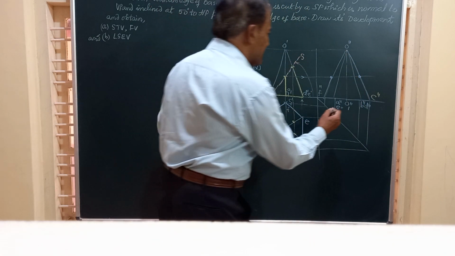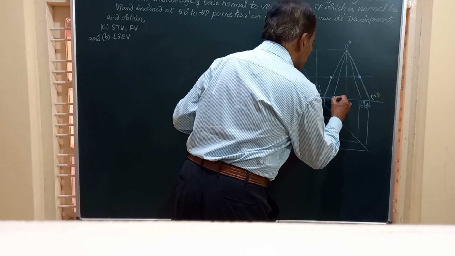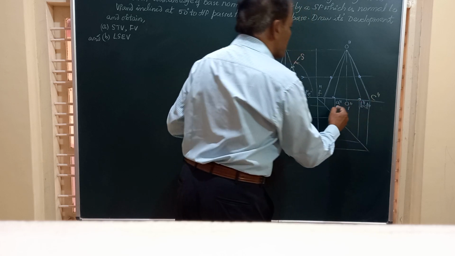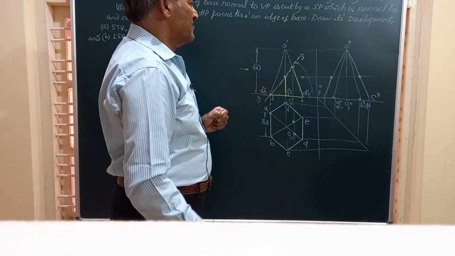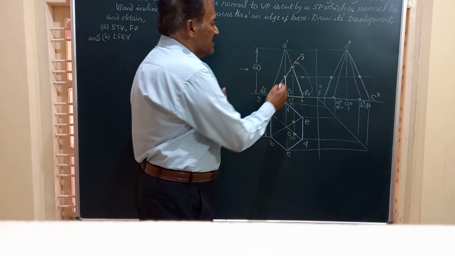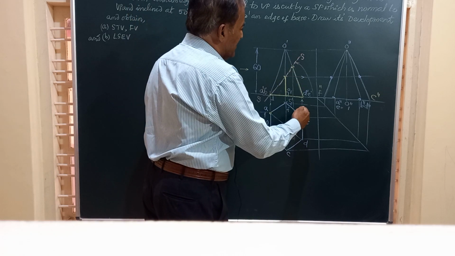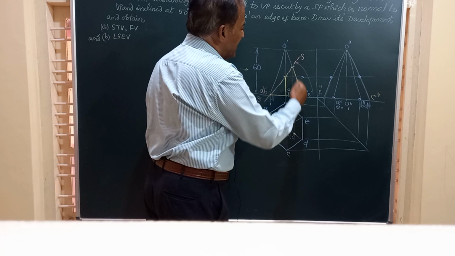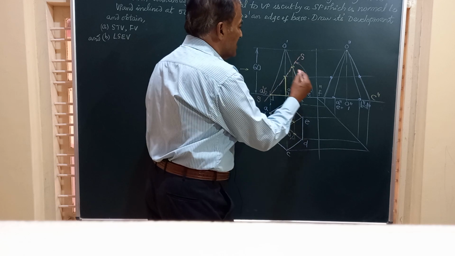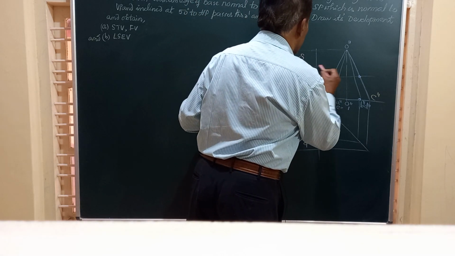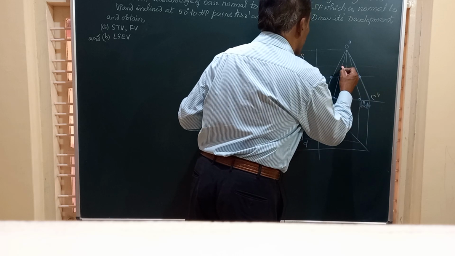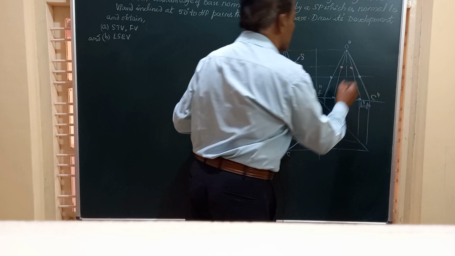Here you got A and B. One point is here, other point is here. So you got 4 points. Finally friends, the slant edges OD and OE are cut here. So we will draw another line parallel to that and obtain these 2 points here.